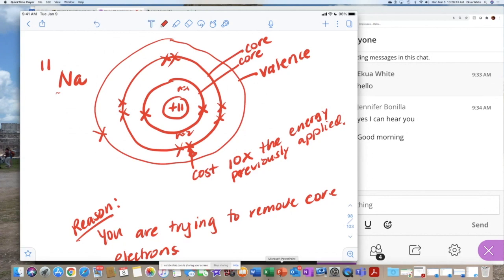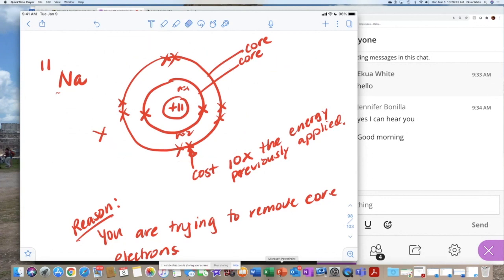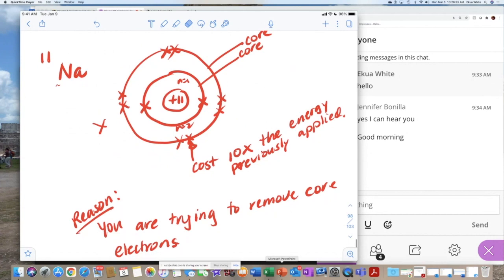So once the valence electron is gone, the cheapest to remove, what you have to remove next is the core electron. And the core electron costs so much more energy. In this case, it costs 10 times. That's how we know we are removing a core electron, because it costs so much more energy. It's 10 times, 7 times, 5 times.